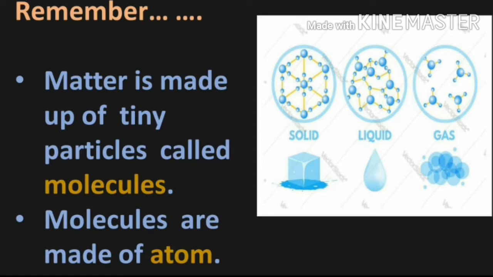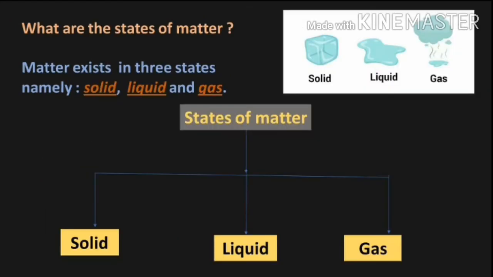So remember this always, that matter is made up of tiny particles called molecules. Means matter is made up of molecules, and these molecules are made up of atoms. So the smallest unit of every matter is the atom, or we can say matter is made up of molecules, tiny particles. Children, I hope you have come to know what is matter.